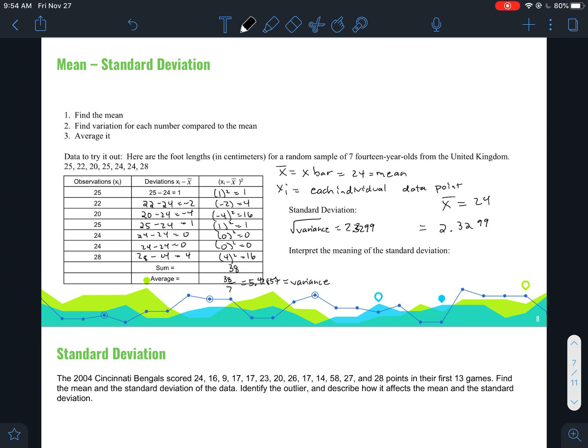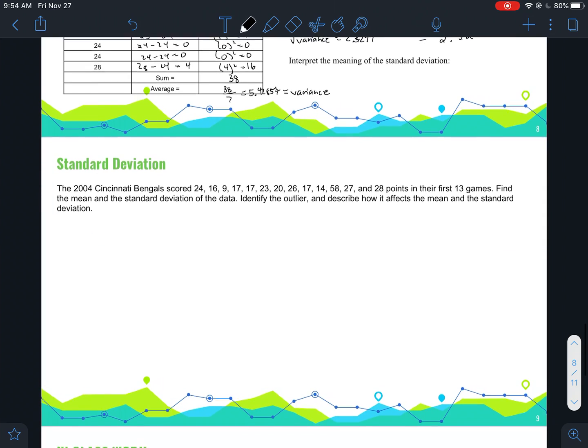2.3299. So my mean, my X bar, is 24. So on average, those 7 14-year-olds from the United Kingdom have a shoe size of 24 centimeters, but that could vary 2.33 centimeters from kid to kid on average. So that's the meaning of that.